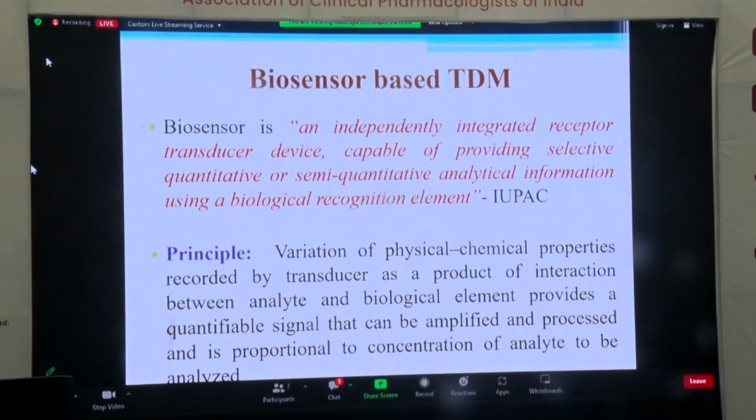And one more recent advance is biosensor based TDM. So here we use the principle of biosensor. The difference in the physical and chemical properties due to interaction between the drug analyte and the biological element, that is the blood sample, is used to get a signal which can be amplified to find out the concentration of the analyte to be analyzed.